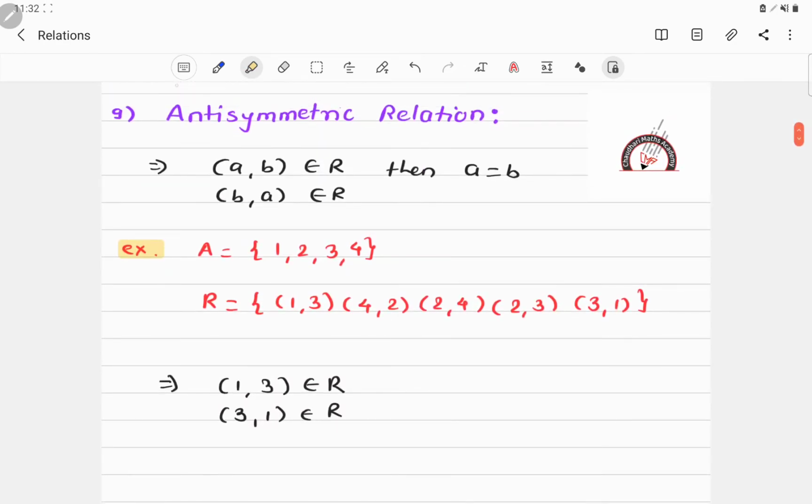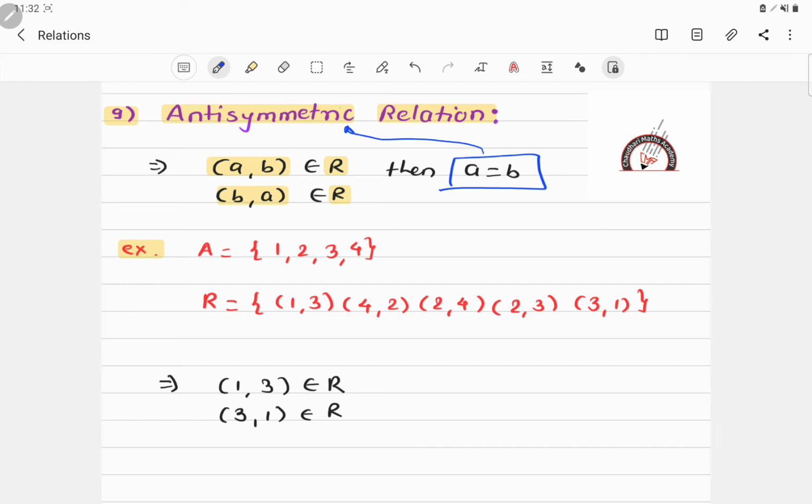Okay, then the next one in the list is the antisymmetric relation. What is an antisymmetric relation? If the ordered pair a comma b belongs to the relation R, then the ordered pair b comma a also belongs to the relation R, and in that case, if a is equal to b, then it is called an antisymmetric relation.